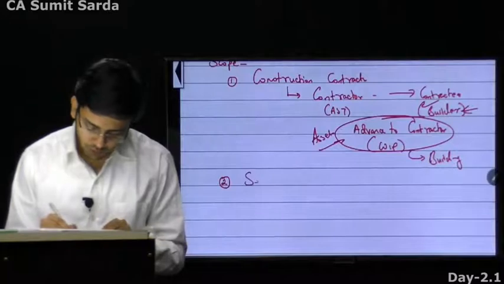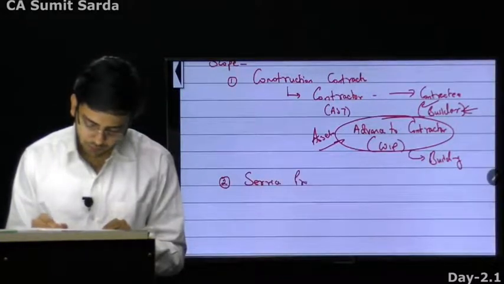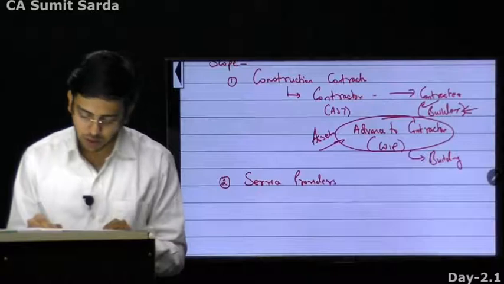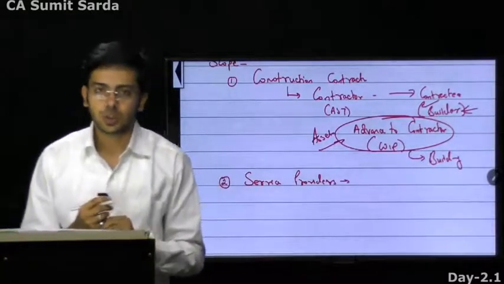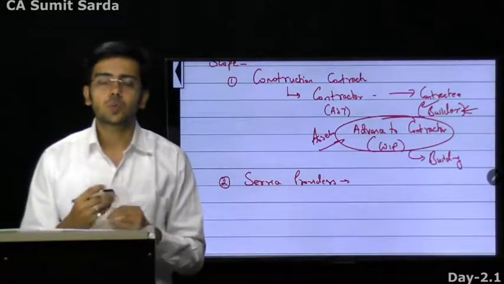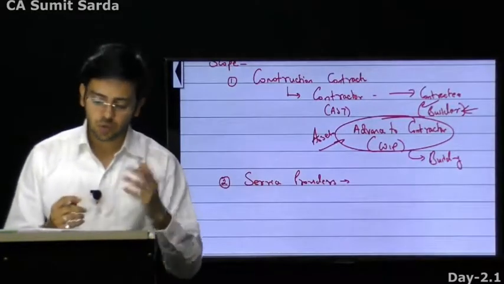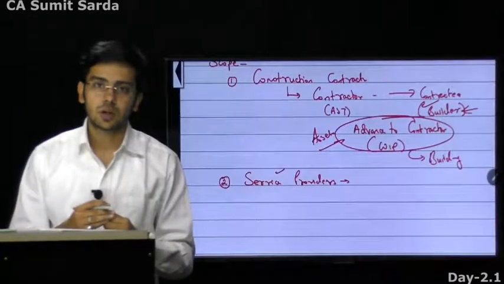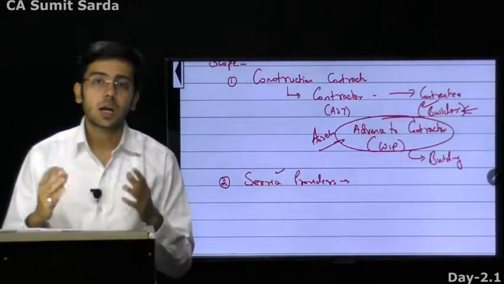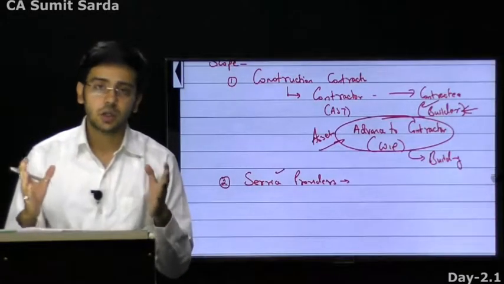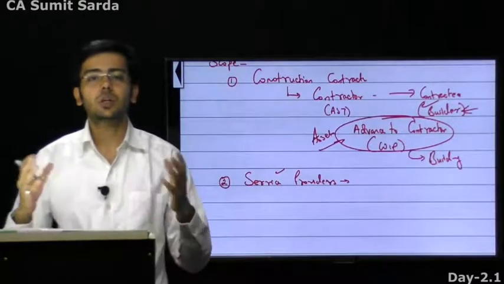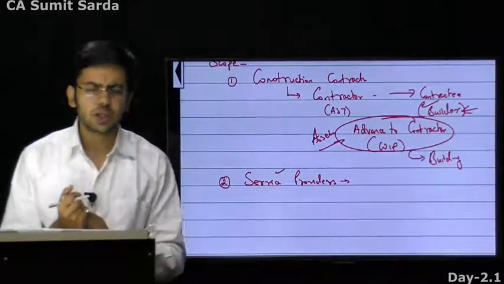Next one is service provider. Service providers like you, my friend, are going to be chartered accountants, future chartered accountants. You are going to provide service to your clients. So the one who provides service to the clients, these service providers are not covered under AS2. Their inventory is not covered under AS2. Sir, how does a service provider have an inventory?